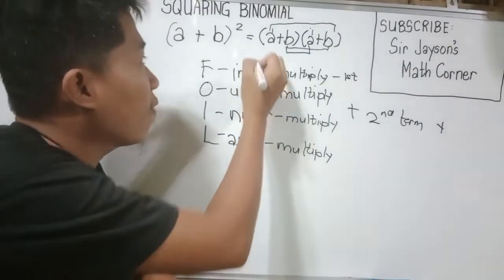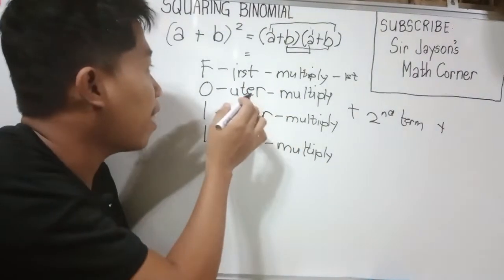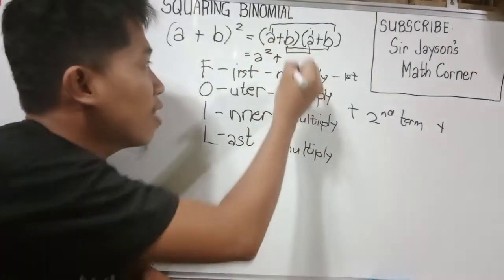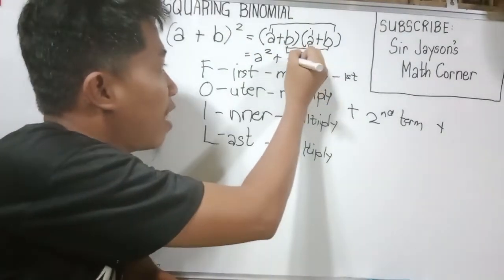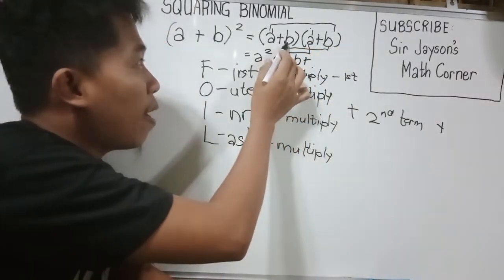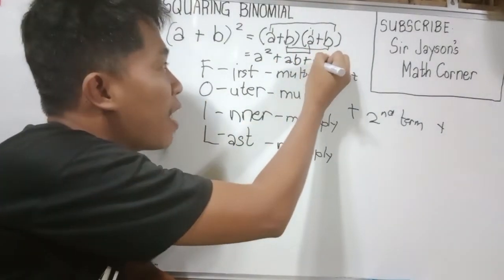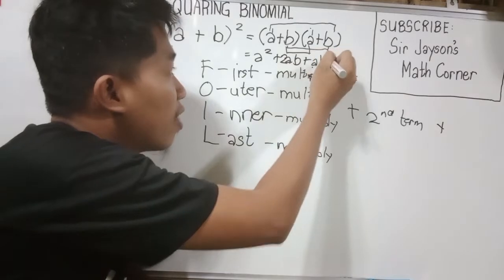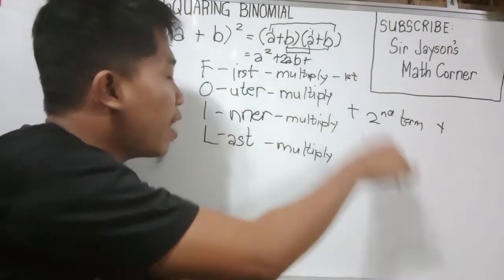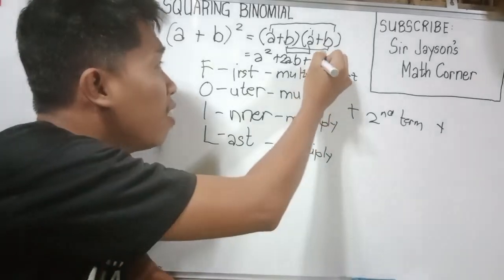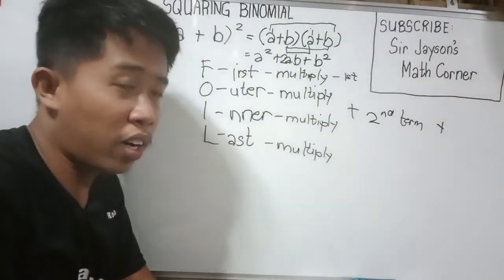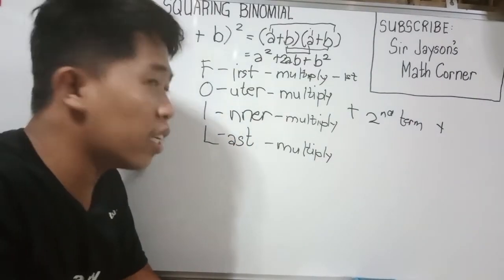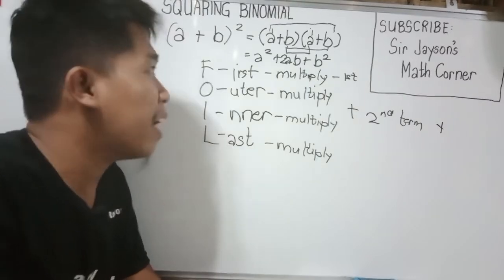So let's try to answer this. By using the rule, you multiply the first terms, the A and A, and the product of that is A squared, plus the outer terms, the A and B, that's AB, plus the B and A again, that's still AB. So AB plus AB is 2AB. And then of course, the last terms, the B and B, the product is B squared. Therefore, when we expand A plus B squared, that equals A squared plus 2AB plus B squared.